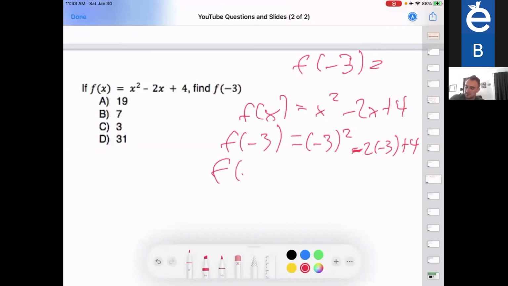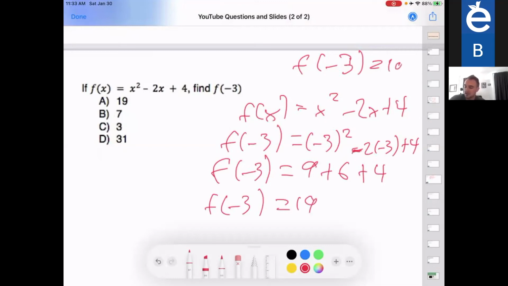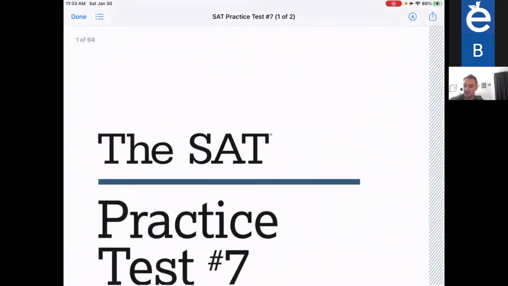Simplify this. Negative 3 squared gives us 9, minus 2 times negative 3. 2 times negative 3 would be negative 6, but minus negative 6 would just give us positive 6 plus 4. Simplify. F of negative 3 is equal to 9 plus 6 plus 4 gives us 19. So f of negative 3 is 19. That is answer A.